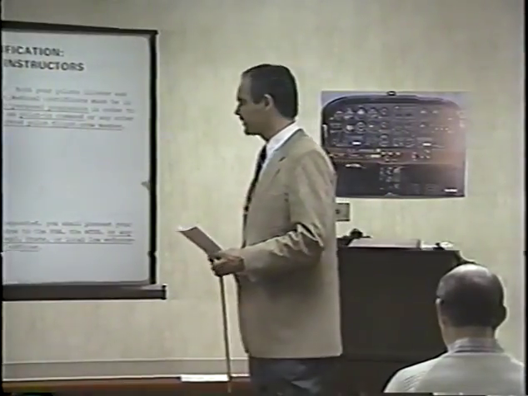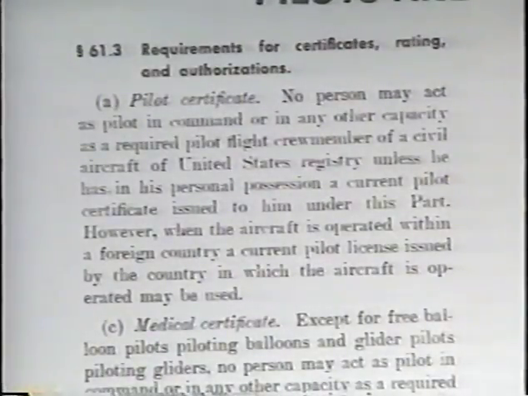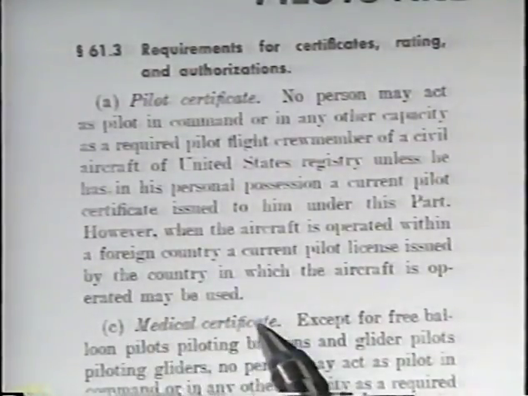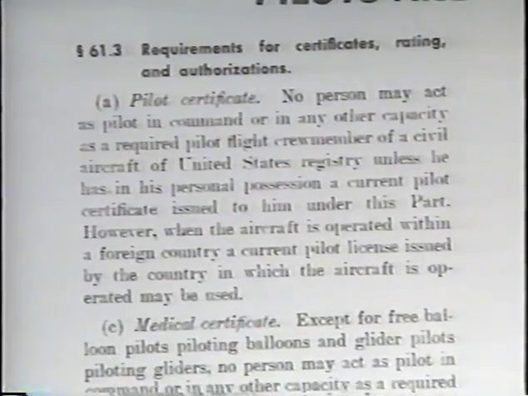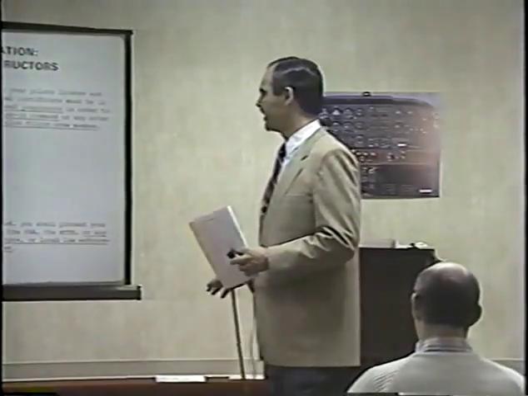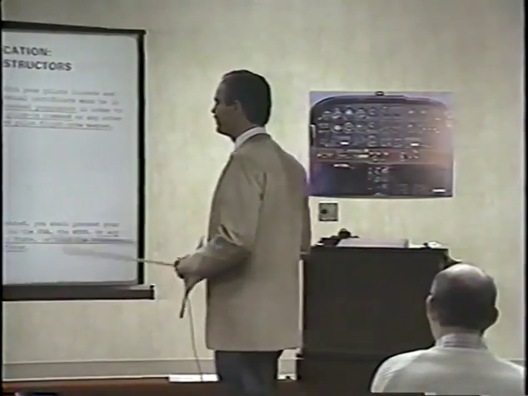Okay, take a look up here, class. First of all, Regulation 61.3 tells us a couple things. First thing I want you to know is that it says you have to have both your pilot license and your FAA medical in your personal possession whenever you're acting as pilot in command or any other required pilot flight crew member. All right? That's what I want you to know. You have to have that in your personal possession, both your license and your medical.